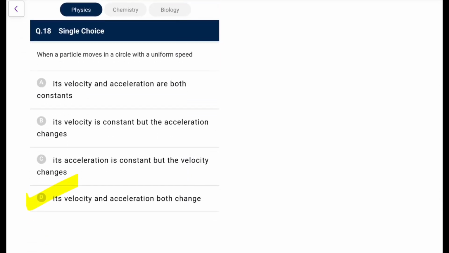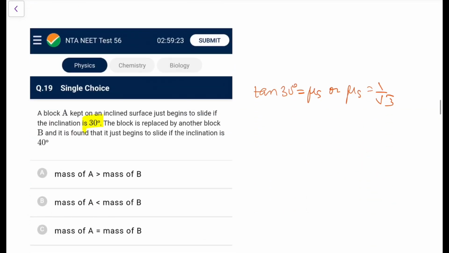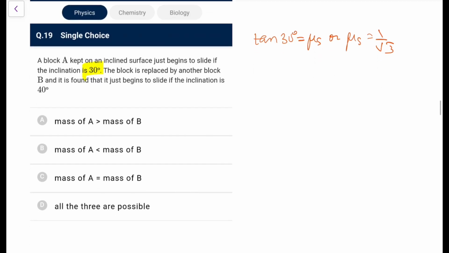And the same question came again, what happens in a uniform circular motion? Velocity and acceleration, both magnitudes remain constant but their direction changes continuously. So vectorially v and a both are not constant, both are changing. Now the 19th one, this one I am doing now when I realized that there is some issue that arrived. Okay, so let me do it again.